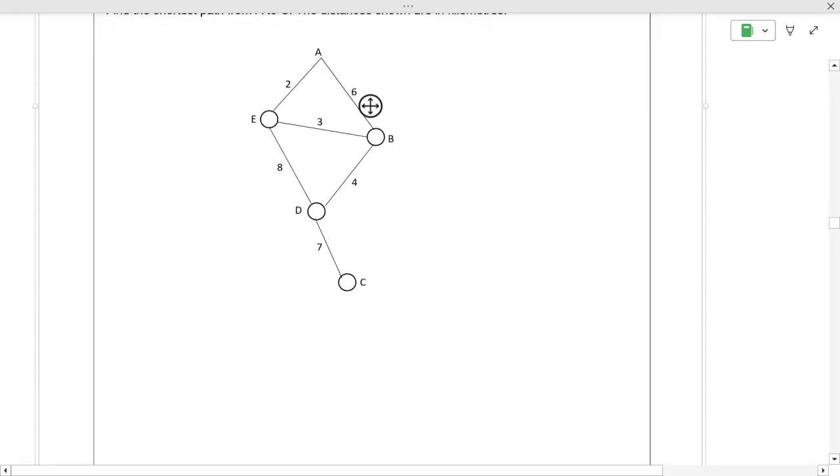So if we do that, we can say, okay, I'm going to go A to B, which is 6. I'm going to go B to D, which is 4. And then I'm going to go D to C, which is 7. So if I'm looking at that one, that gives me a total of 17. Okay, so that's this way here.